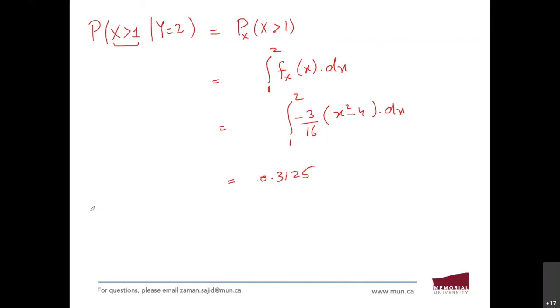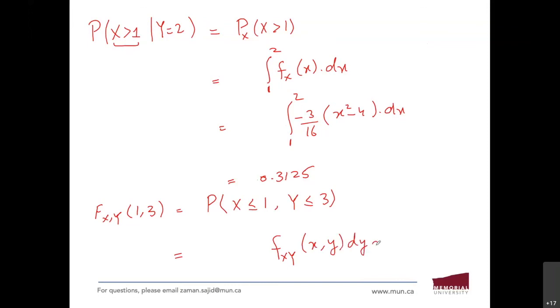In your part 5, we have f of x, y. We need to find out at the value of 1 and 3. This is the same as saying the probability value when your x is less than or equal to 1 and your y is less than or equal to 3. Now for this one we use the joint probability distribution f of x, y. We integrate with respect to y and x.